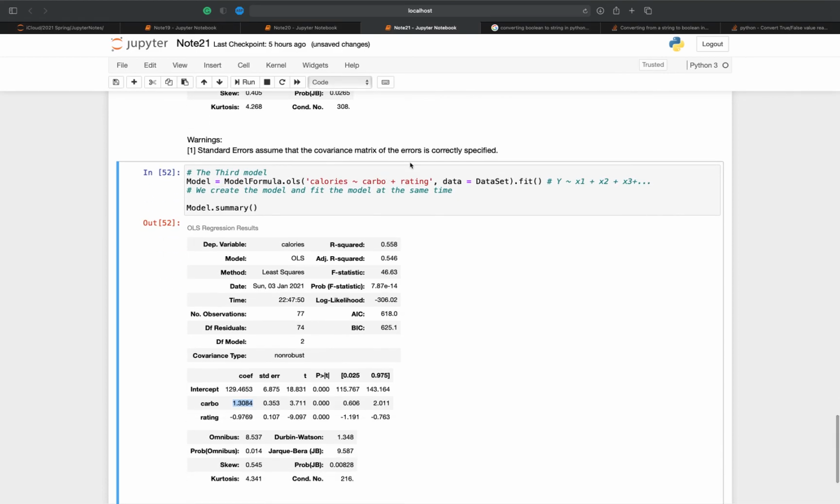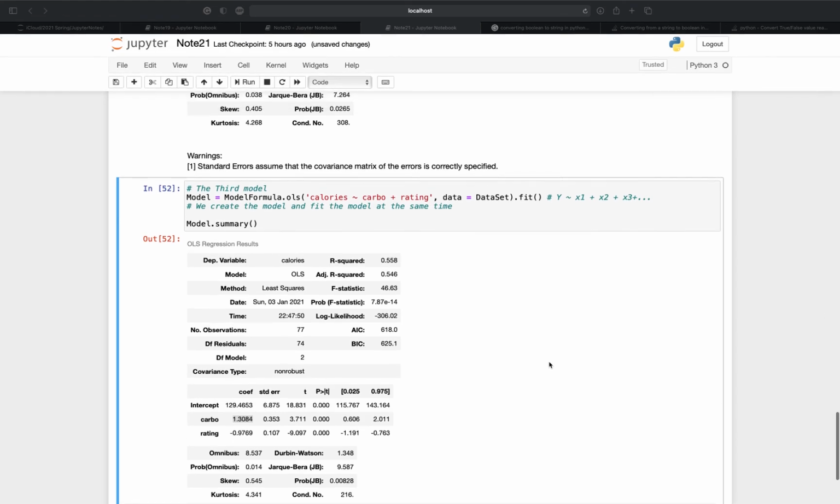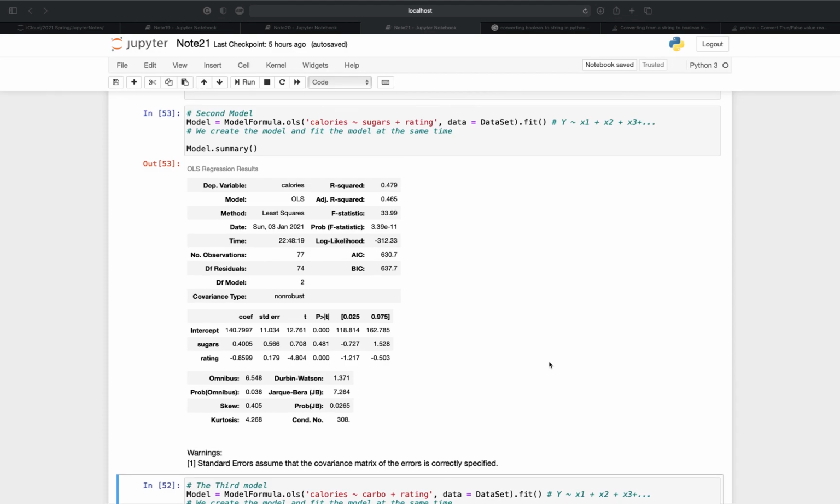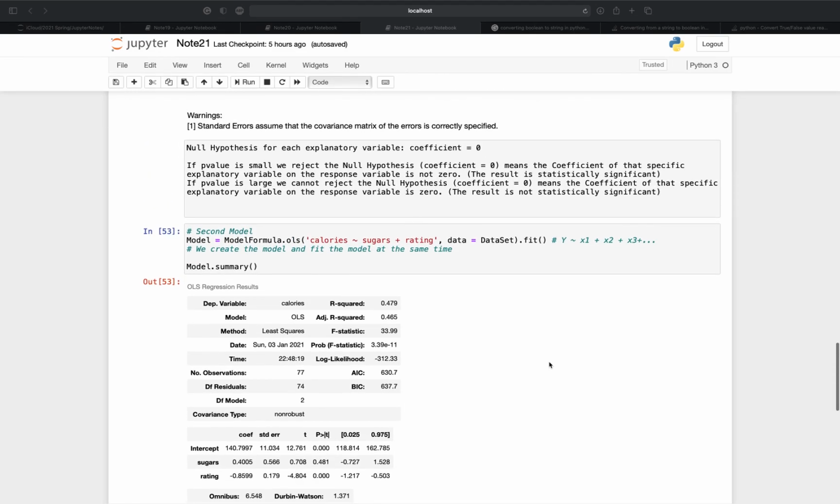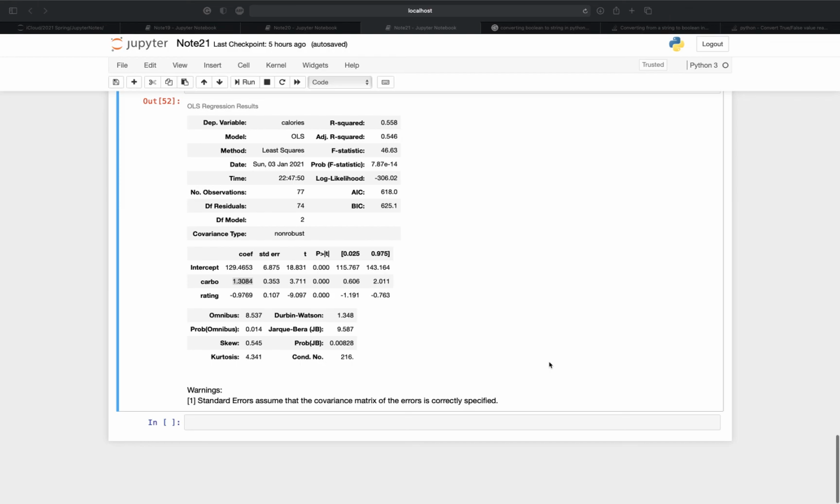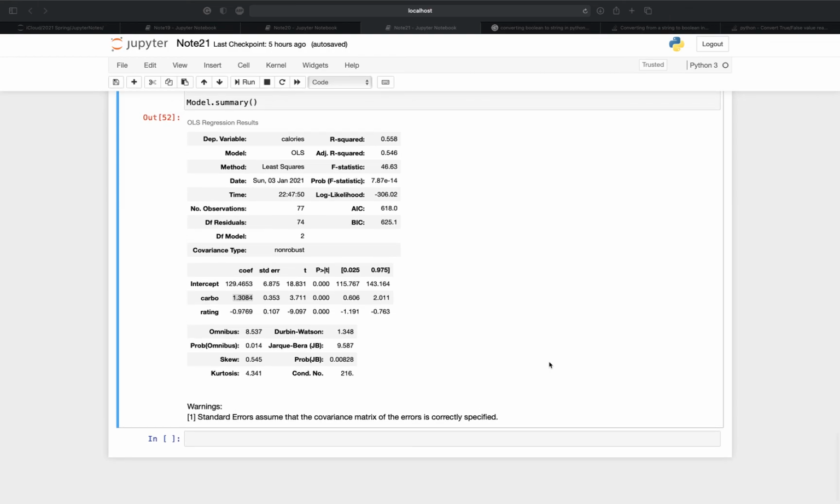So you can compare all of these models and see how they explain the effect of the explanatory variables on the model. Okay, I hope everything was interesting and you understood something from this lecture. Let me know if you have any questions, and we'll see you later.